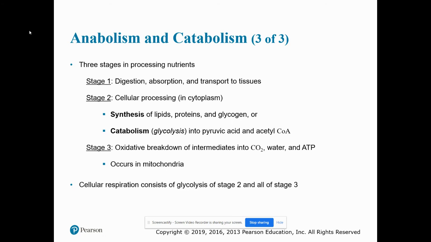There are 3 stages in processing nutrients. We have stage 1, digestion, absorption, and transport to tissues. Stage 2 is cellular processing in cytoplasm. This would be, if it's synthesis, it could be of lipids, proteins, and glycogen, or catabolism, as in the case of glycolysis, where we're going to convert glucose into pyruvic acid and then eventually acetyl-CoA. And then we have stage 3, which is the oxidative breakdown of intermediates into carbon dioxide, water, and ATP. And this is going to occur in the mitochondria.